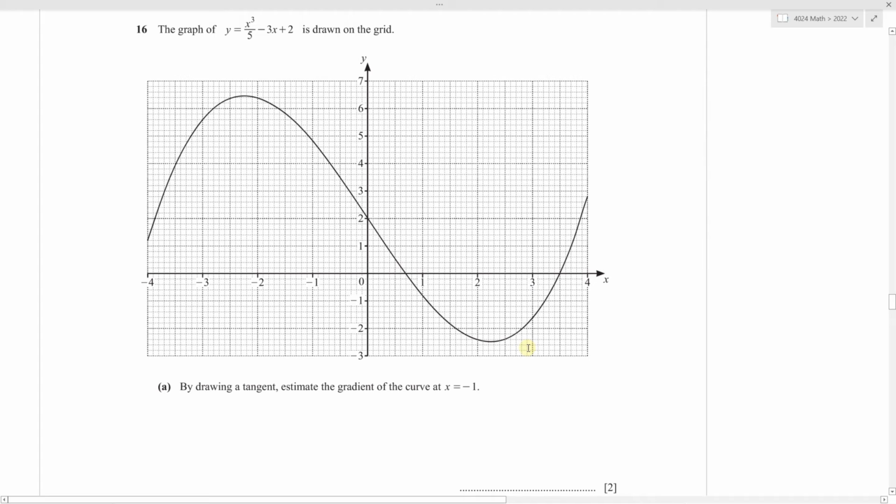Question number 16. The graph of y equals to x cube over 5 minus 3x plus 2 is drawn on the grid. By drawing a tangent, estimate the gradient of the curve at x equals to minus 1. So x equals to minus 1 is this point. I'll draw a tangent such that it will just touch the curve at x equals to minus 1 here. So let me try to draw the straight line or the tangent.